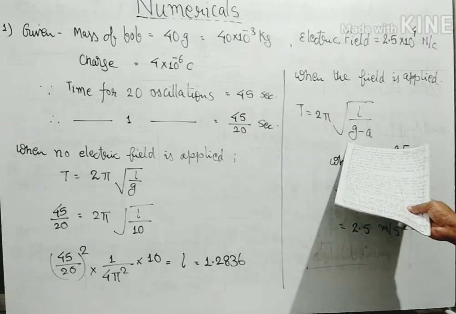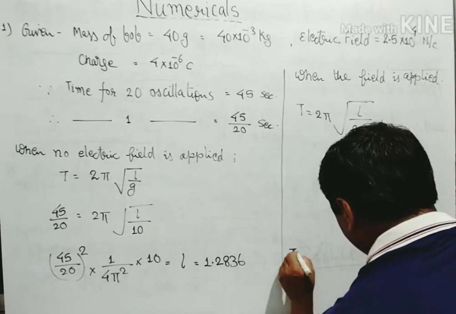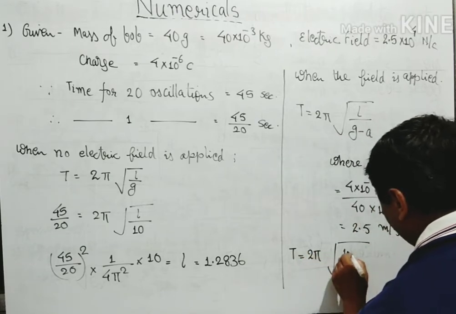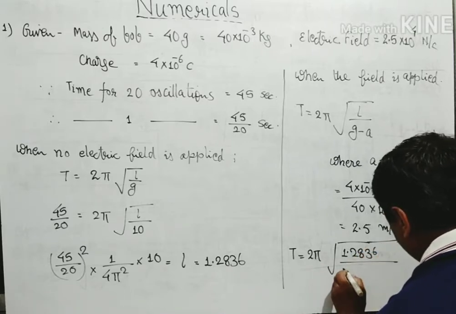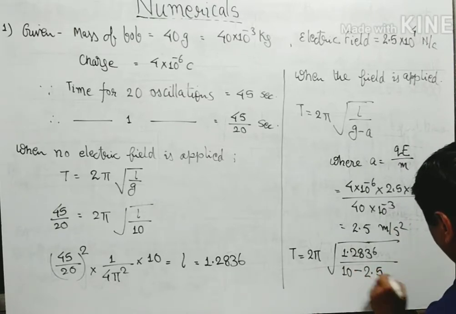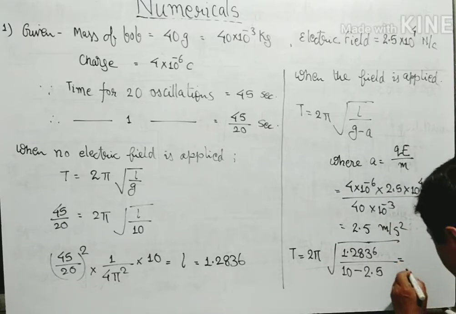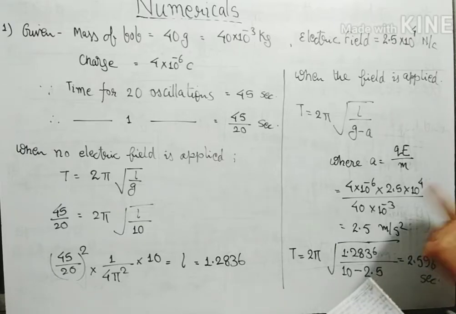We have g to be 10, and L is 1.2836. Simplifying, T equals 2 pi under root 1.2836 upon 10 minus 2.5. This comes out to be around 2.598 second. So this is the time period of one oscillation.